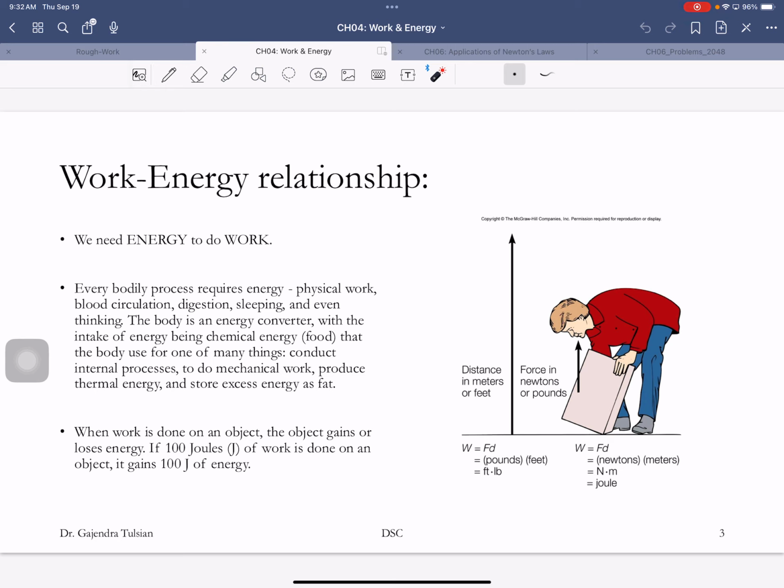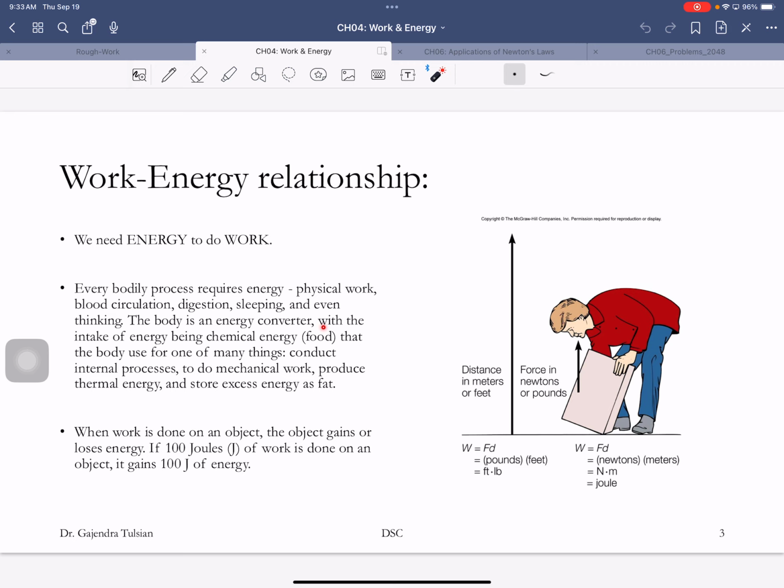So there are all kinds of processes that need energy. Every bodily process requires energy. Physical work, when you lift an object up, when you run and stuff like that. Blood circulation, digestion, sleeping, and even thinking. When you're thinking, there are ions that are going in and out of the cell. And then you have to reset those ions, and it takes energy to do that.